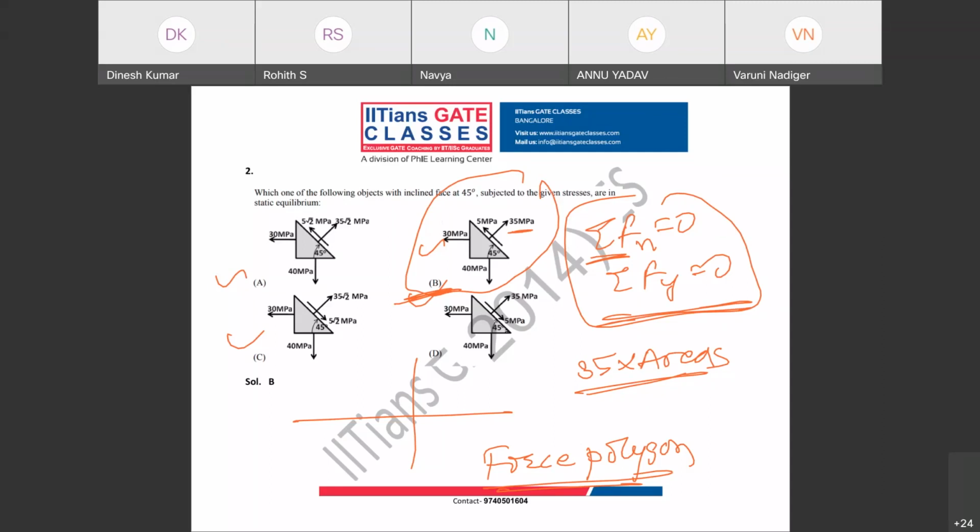Okay, so this was brief, and this is how I take my classes, and these are the classes for aircraft structures basics.